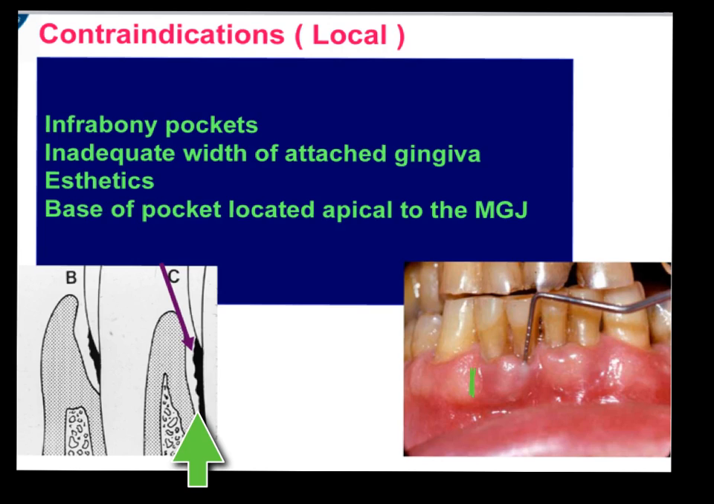When the base of pocket, for example here, is located apical to the mucogingival junction. This is the mucogingival junction here. When the pocket extends beyond this line, you can't do gingivectomy.